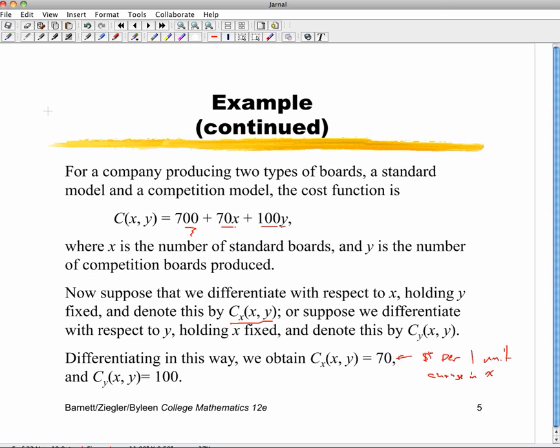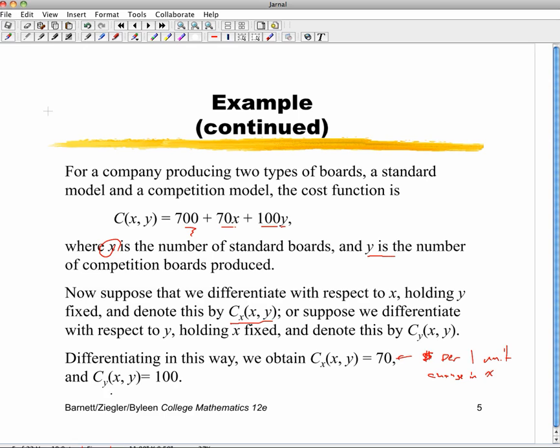We're assuming that the Y's are fixed. What we're asking ourselves is, if we were to leave the Y's fixed, so if we don't change the number of competition boards that we produce, then how much does cost change when we change X by 1? And that's what this 70 should represent. $70 for each standard board. That's how much additional cost we'll have if the only thing we change is the X by 1 unit.